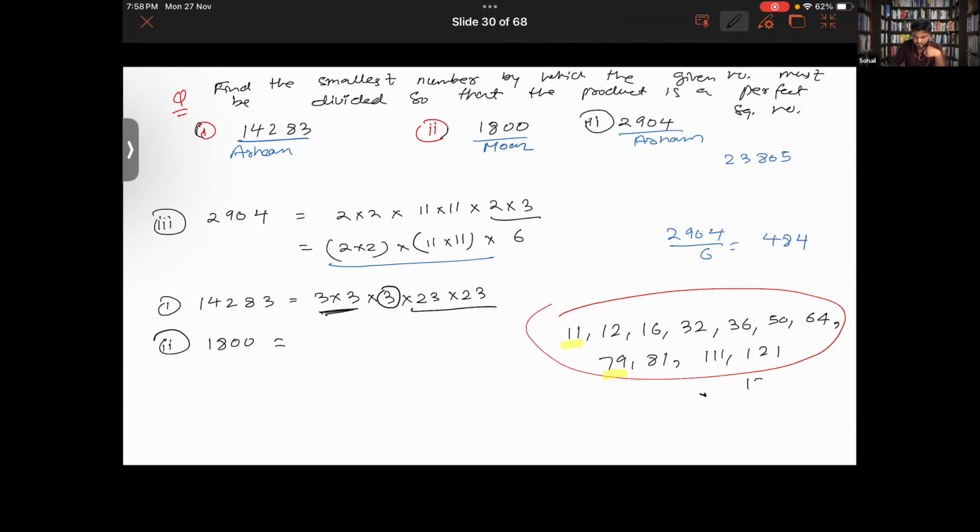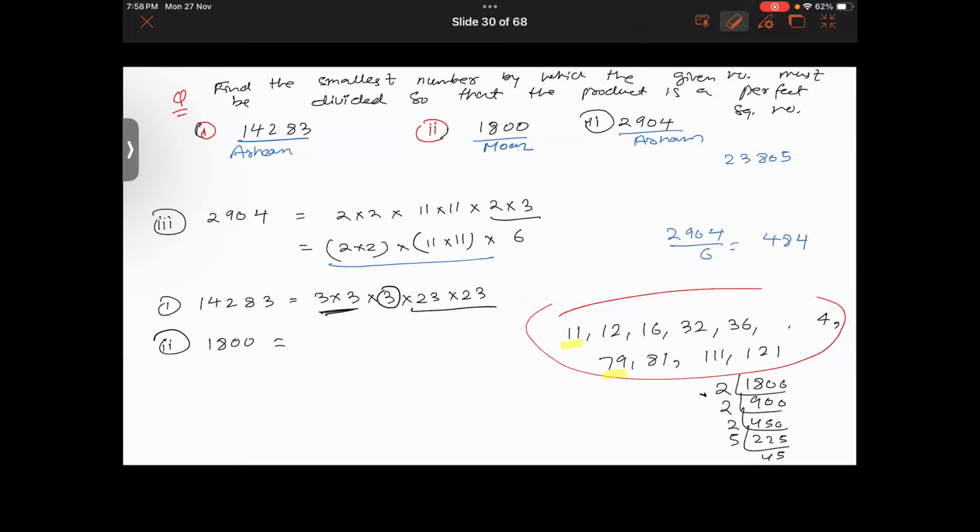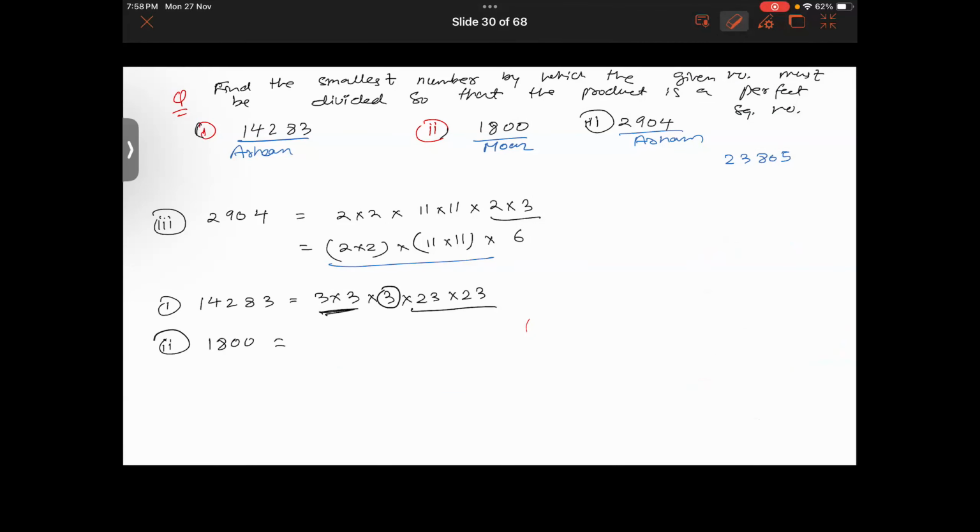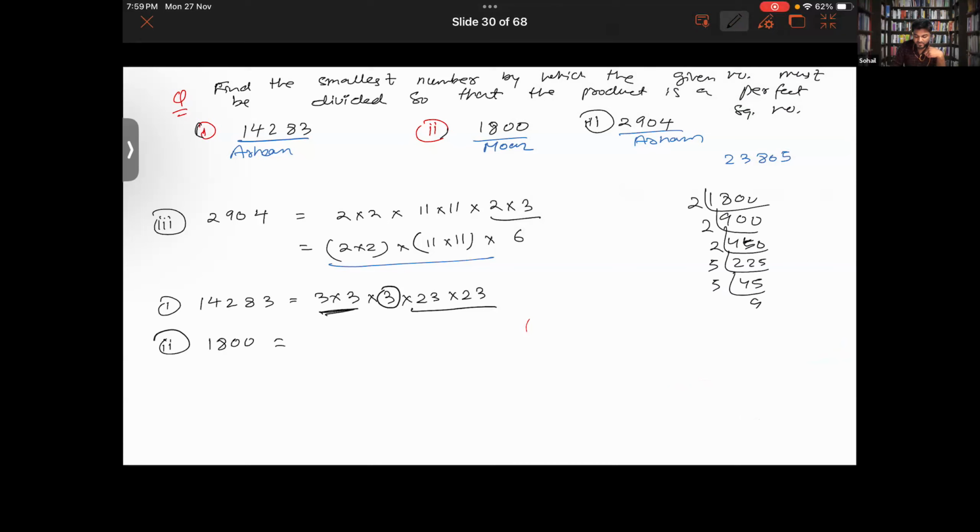1800 की हम prime factorization पहले करते हैं. So it will be 2 times 900, 2 times 450, 2 times 225, then 5 times 45. ठीक है? Okay, there's not sufficient space here. मैं यहाँ पे कर रहा हूँ. The number is 1800. The prime factorization of this number, the camera keeps turning off again and again. So it's 2 times 900, 2 times 450, and 2 times 225, 5 times 45, 5 times 9, and 3 times 3.